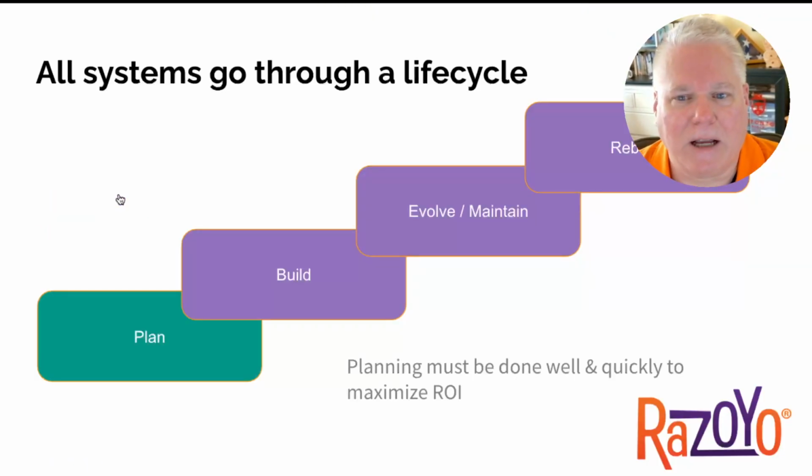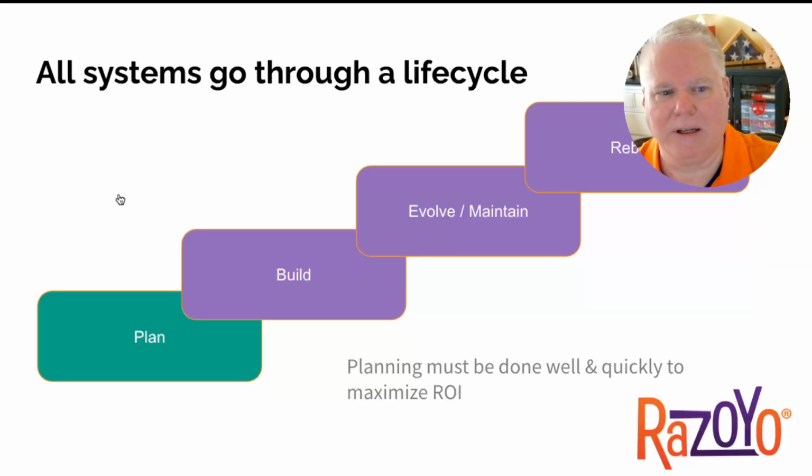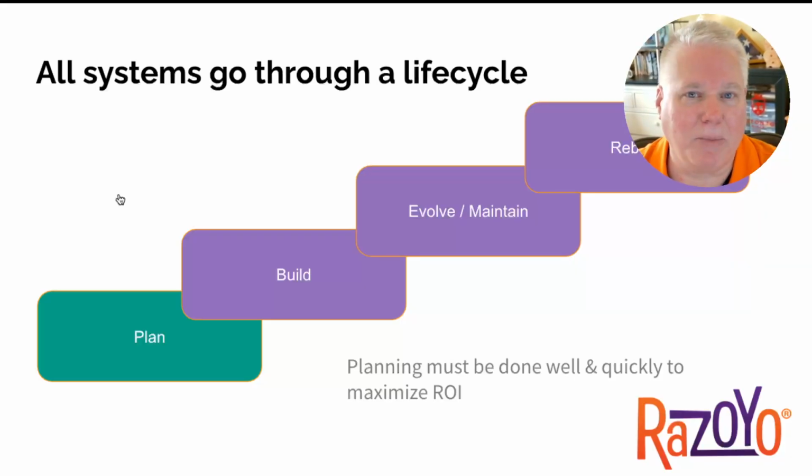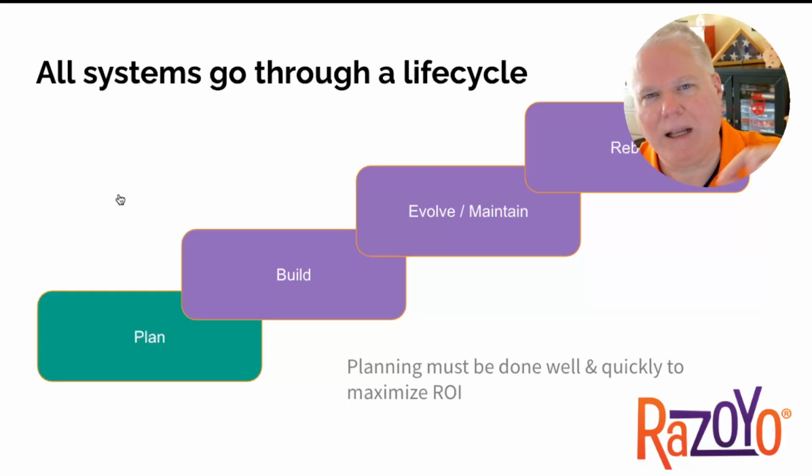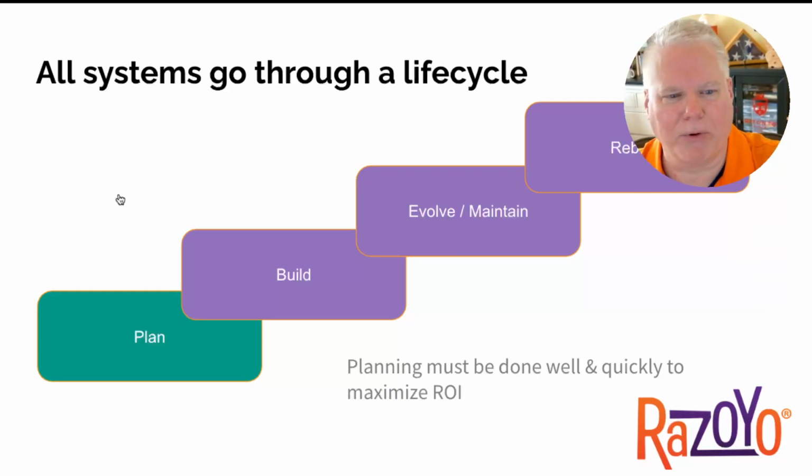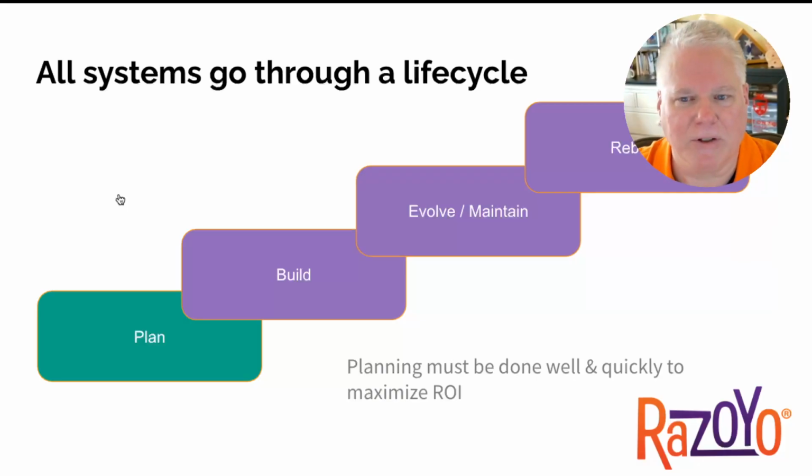So let's talk about the cycle. Before you figure out what it is you need to do with your product, the first thing you need to understand is where you are in that build cycle. Pretty much all systems go through this life cycle from planning all the way to building, evolving, maintaining, and then at some point you're going to have to rebuild and recycle back to that planning stage to a certain extent. And if planning is done really well, you can improve the ROI, or the return on your development efforts.